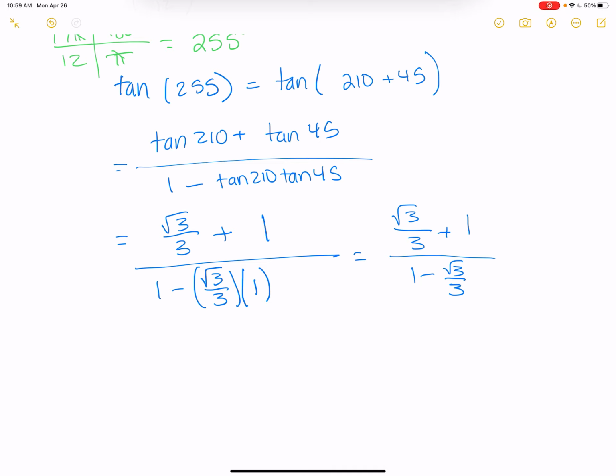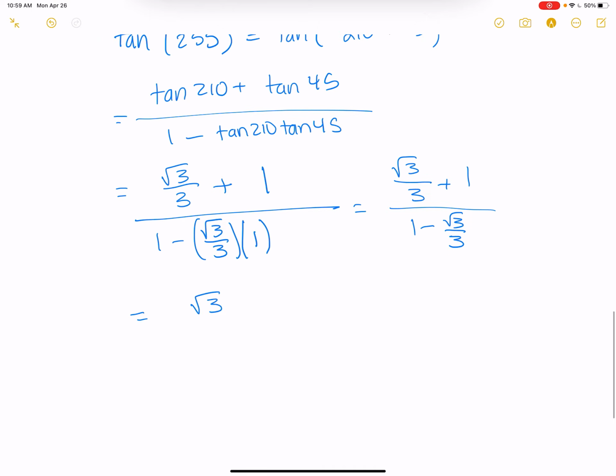All right, my recommendation, first of all, to make your life easier, is to get a common denominator on the top and a common denominator on the bottom. It's going to happen to be the same one, which is going to be nice in a minute. You'll see why. 3. Okay? So it's 3 over 3.